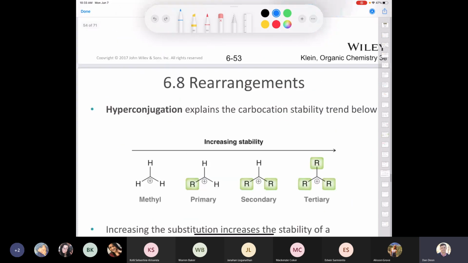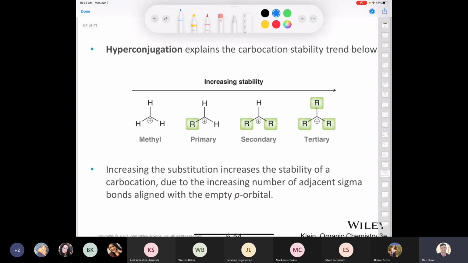So in a nutshell, and this is where I was getting ahead of myself, the hyperconjugation, which comes from R groups, explains the carbocation stability trend that we see here. We see that a tertiary carbocation is more stable than a secondary, which is more stable than a primary, which is more stable than a methyl. So the bottom line, again, I'm repeating myself, the more R groups we have, and it doesn't matter if the R group is a methyl, ethyl, propyl, isopropyl, whatever. The more R groups you have surrounding your carbocation, the more hyperconjugation you have, and the greater the stability of the carbocation.